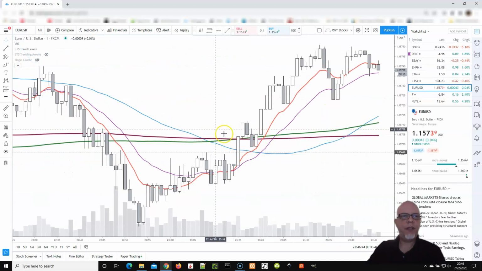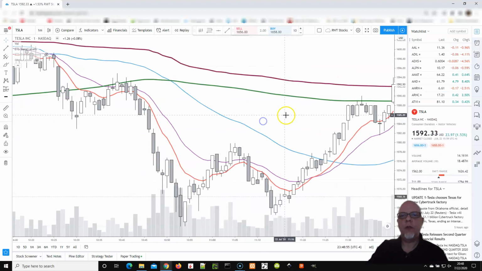Okay, so here we have the Euro USD, and here you have a little bird's nest right there. Bird flies up, nests, and then takes off. Okay, so here we have Tesla. Here's a little bird's nest forming over here.